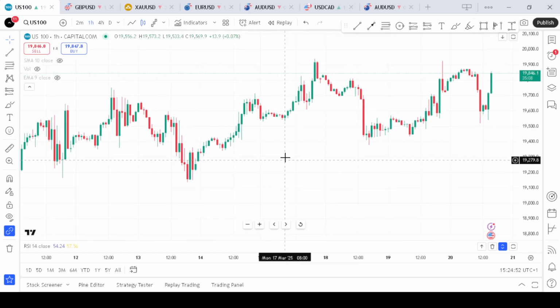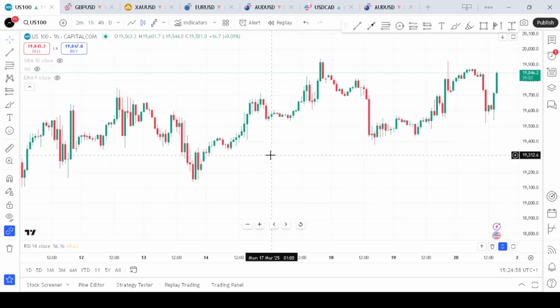So we'll explore what the Renko charts are, why they are so effective, and how to implement a straightforward trading strategy using these unique charts. So stay tuned until the end to learn how to apply this method, which can potentially improve your trading results and give you a new perspective on price action.